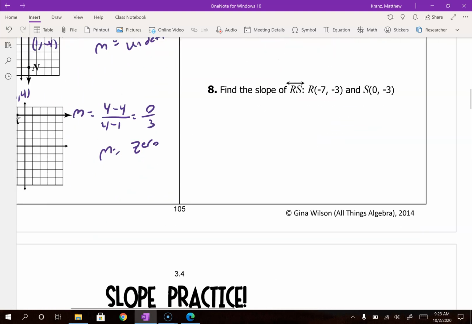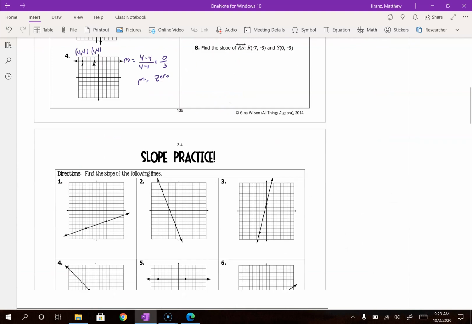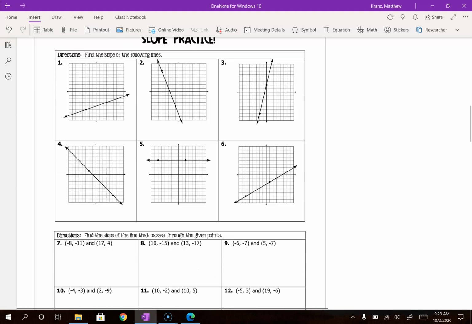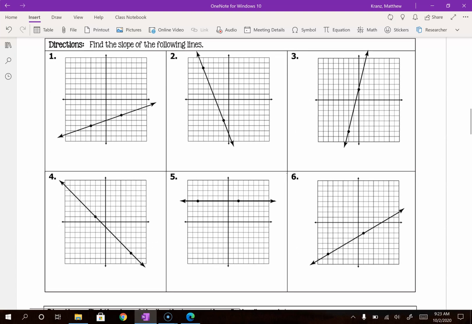All right, and I'll let you try 7 and 8. Right now in this one, we're going to find the slope of the lines. This is your exercise to do. Okay, I'll do one with you.